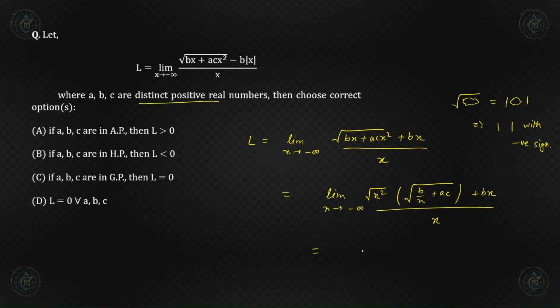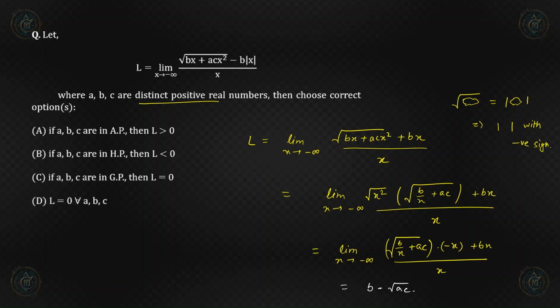So this will be the limit as x tends to minus infinity, of root under b by x plus ac, this times minus x plus bx divided by x. If we calculate this limit, this becomes b minus root ac. Now this limit is very interesting, because we can clearly see b equal to root ac will give us L equal to 0.